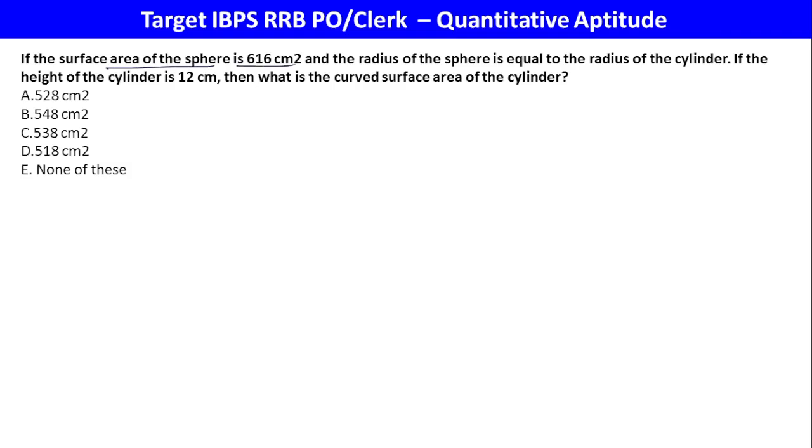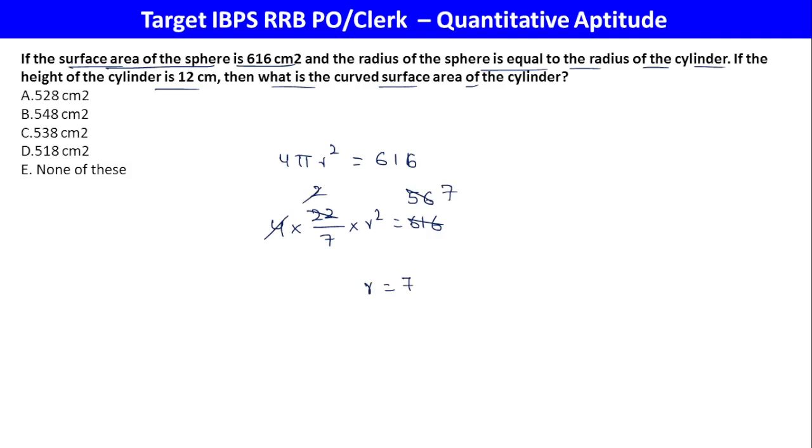If the surface area of the sphere is given, and the radius of the sphere is equal to the radius of the cylinder and the height, what is the curved surface area? First of all, surface area of a sphere is 4 pi r square. 4 pi r square is 616. 4 into 22/7 r square is 616. Then r is 7.